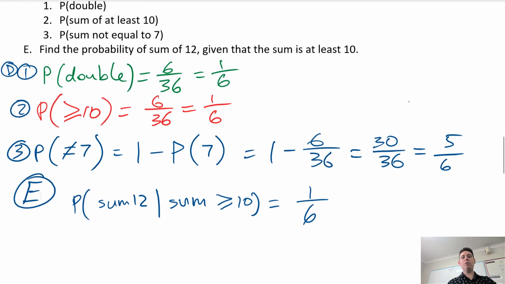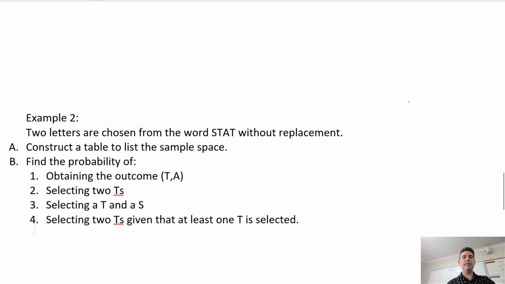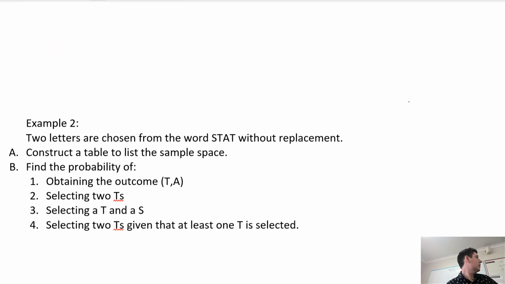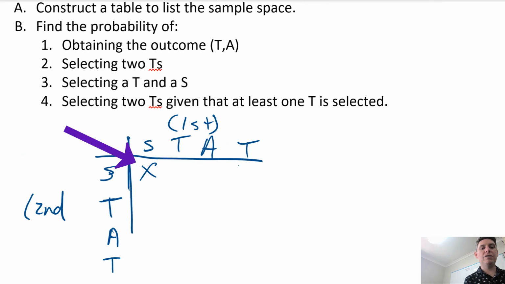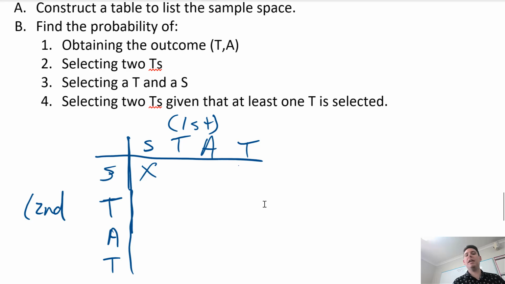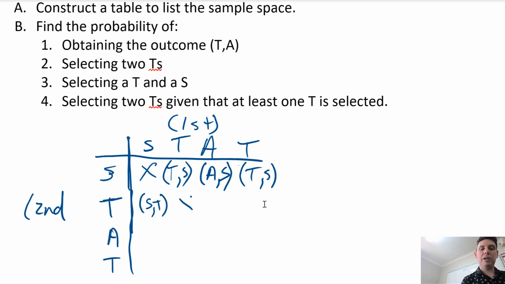Now I'm going to do one without replacement. So you pick 2 letters from the word STAT without replacement. So we're going to construct a table. If I pick an S, I can't pick the next S. So I can't have 2 S's. Does that make sense? So we're looking at the word STAT. Here's our sample space. So I can't pick that T twice. These are different T's, so I can have those two T's.